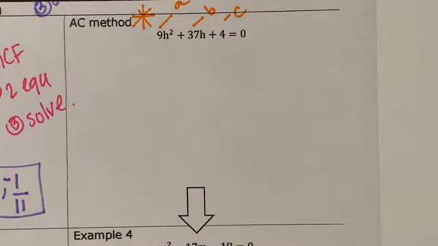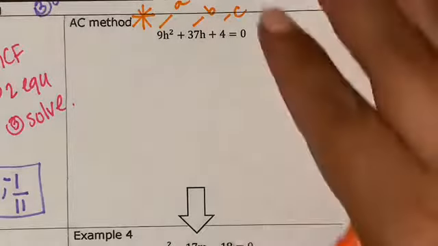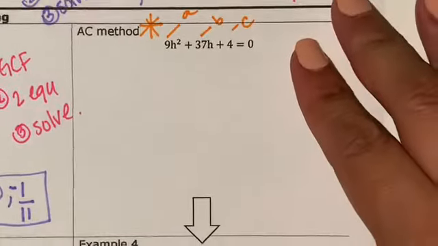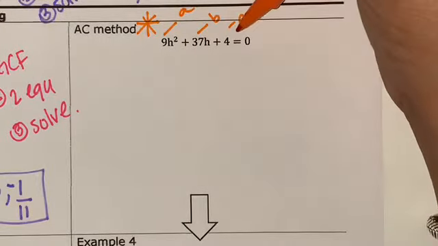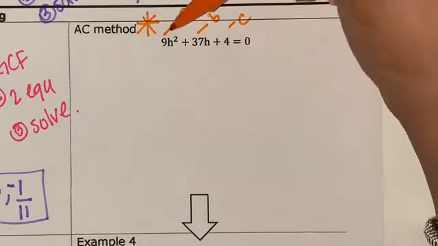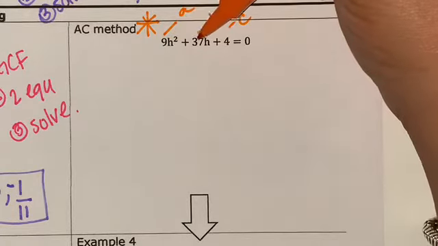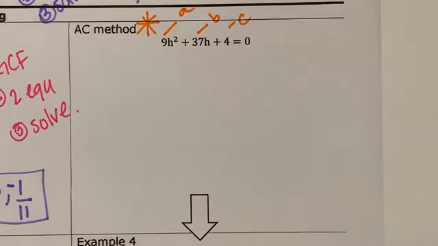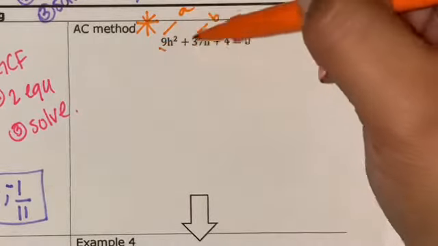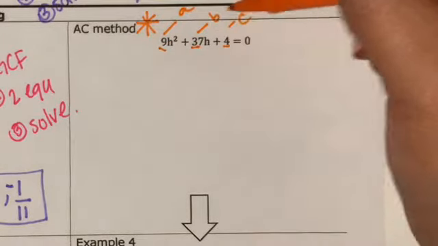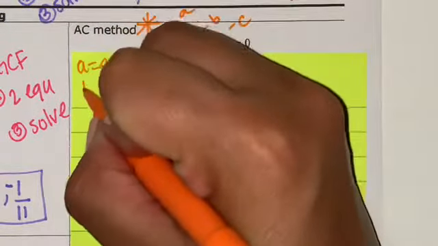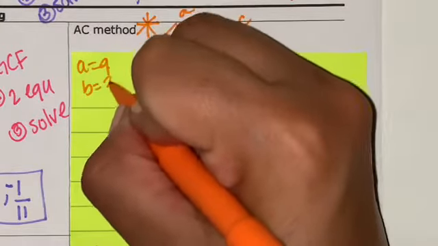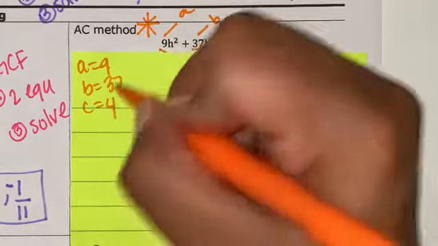Okay, now we have what's called the AC method, and this is going to go with example 4. AC method is going to be a trinomial or quadratic. So it's going to be 9h squared plus 37h plus 4. And we're going to say that the coefficients are going to be the variables a, b, and c. So let's go ahead and start factoring. So we're going to say that a equals 9, b equals 37, and c equals 4.